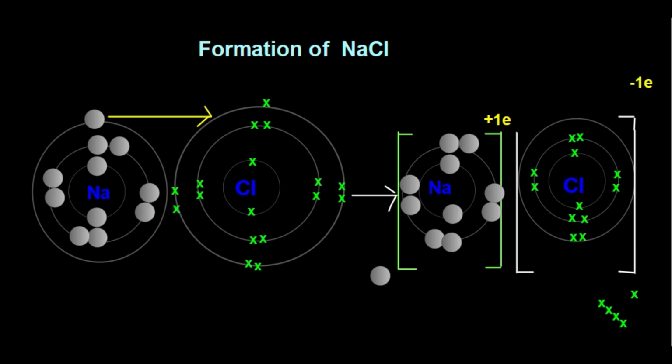1, 2, 3, 4, 5, 6, 7. After picking up this electron which is lost by sodium, the octet of chlorine is completed. Now chlorine has 8 electrons in its valence shell, and after picking up this electron, chlorine changes to chloride ion. Sodium ion and chloride ion are held together with the help of an electrostatic force of attraction. We have discussed the formation of sodium chloride. I hope this is clear to you.